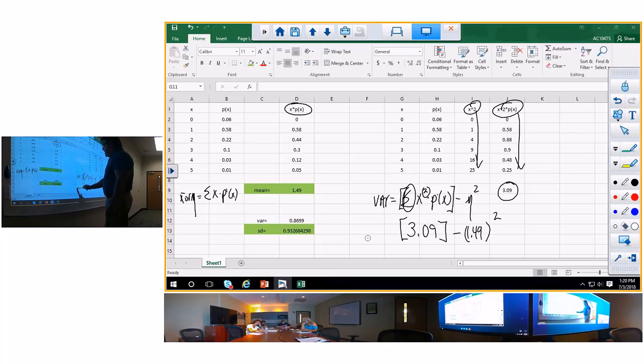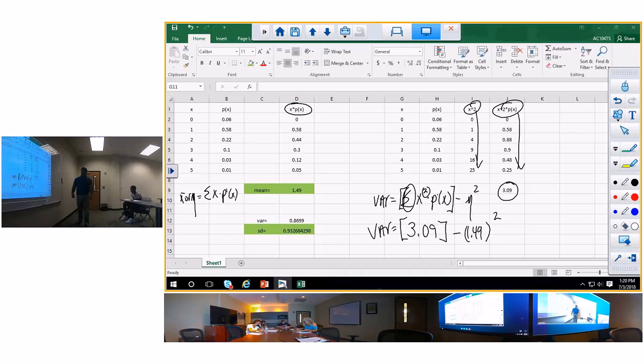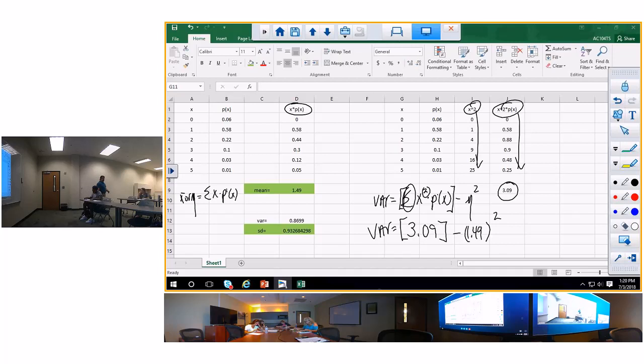And that's the variance. Now, ever since the first unit, I've told you that if you take the square root of the variance, that's your standard deviation. If you're given the standard deviation, you square it, and that's your variance, if you're ever asked for the variance. That's it.